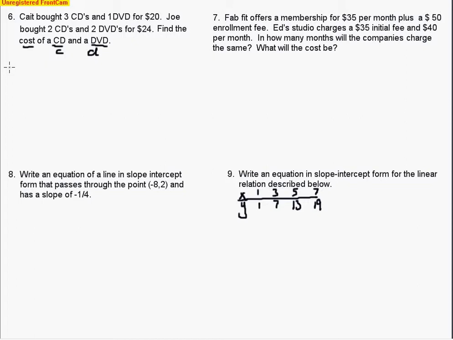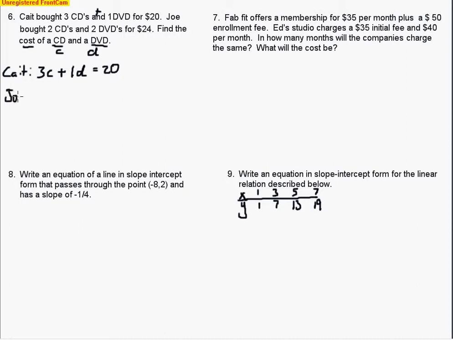And we'll start with Kate's equation. Kate's equation goes this way. 3 CDs, so 3 times the cost of a CD, so 3C. And plus 1 DVD, so 1 times the cost of a DVD. Well, the value for that will be $20. So there's Kate's equation.